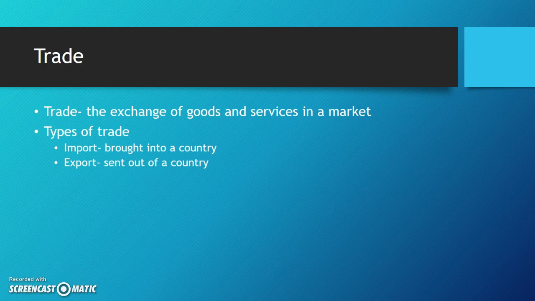Another concept is trade. So trade is the exchange of goods and services in a market. And there are 2 types. There are imports and there are exports. Imports are anything brought into a country. Exports are anything made in that country and sent back out.